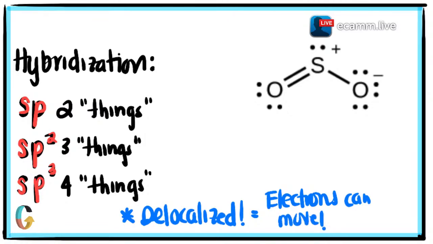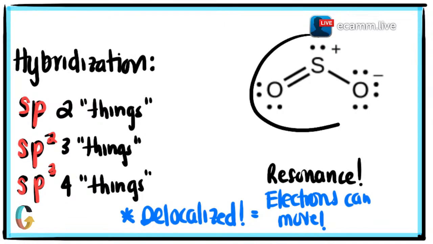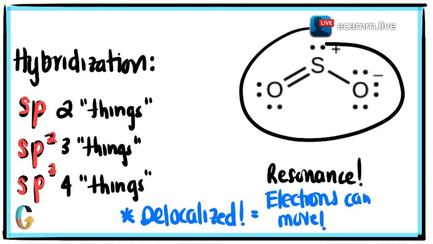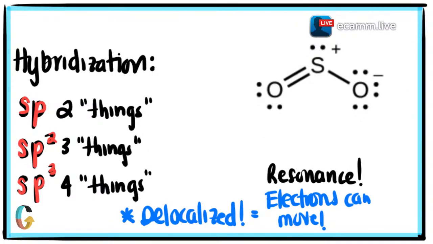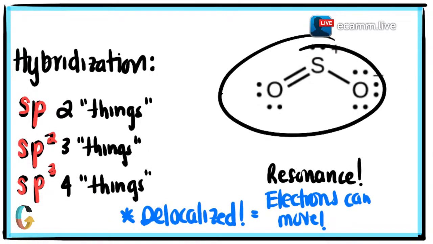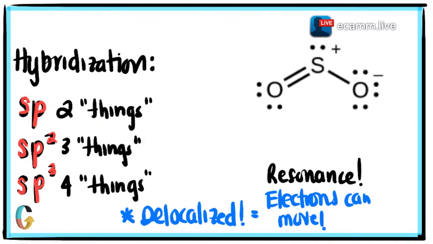Well, how do the electrons move? This is all because of resonance. You might have seen this in your class, but basically, if you can form a resonance structure, those electrons are delocalized, because what is a resonance structure? It's just another representation of this compound, because the electrons can jump, they can move.